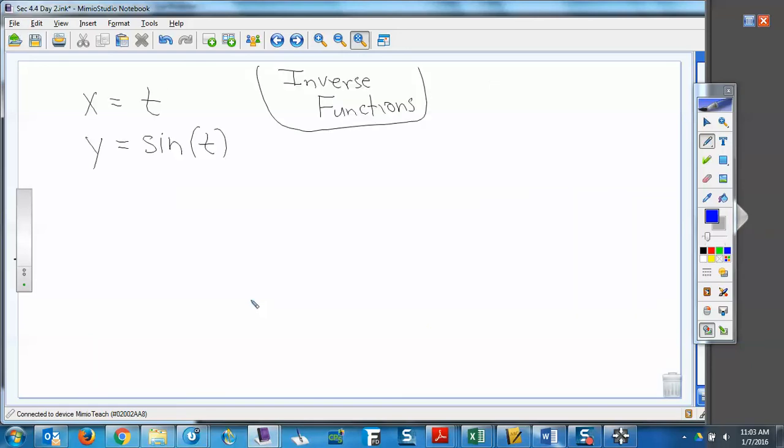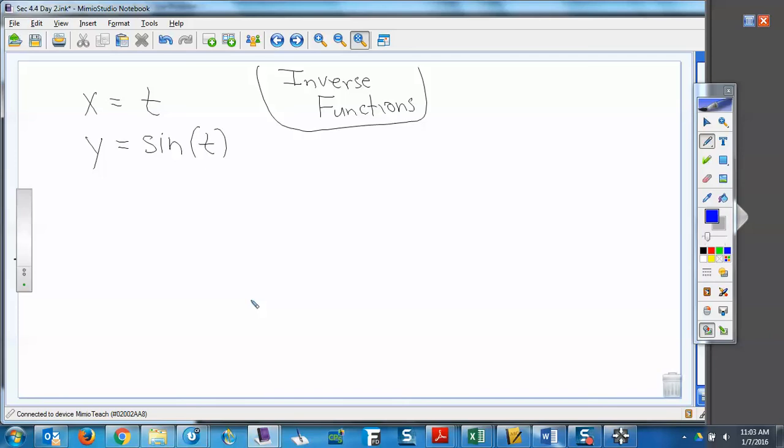All right, let's talk about another thing here with parametric equations: the idea of inverse functions. This is another place that parametrics can be kind of helpful. Now, on the quiz, I'm probably not going to have you do anything with this, so you don't have to worry about this too much, but I want to show it to you.